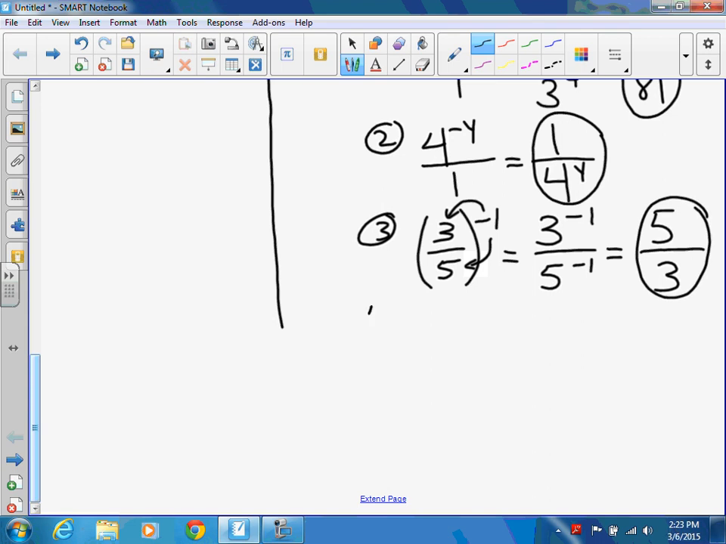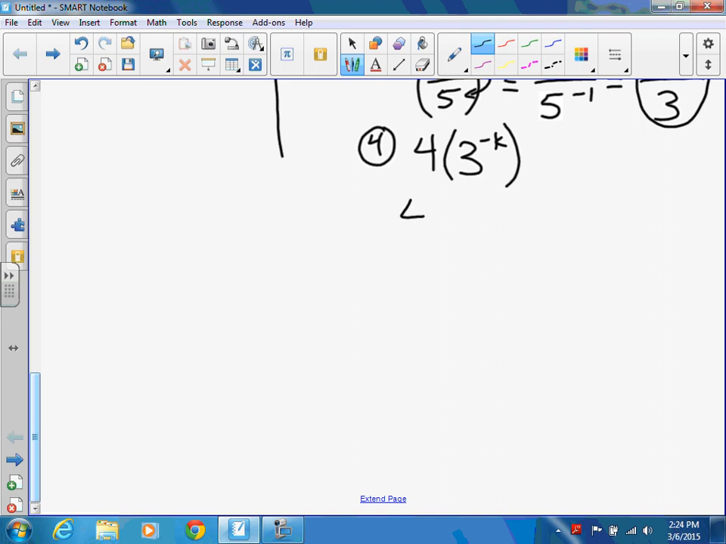Okay. Let's take a look at a couple of others, and then we're going to mix all the properties that we've done in the past couple days together and get you to look at it that way, because that's really what this class is about. It's not doing one individual property by itself. It's a mixture of properties all in the same problem together. All right, so if you look at number 4, right, you need to separate it and think about what's going on. This is really saying 4 times 3 to the negative k power.